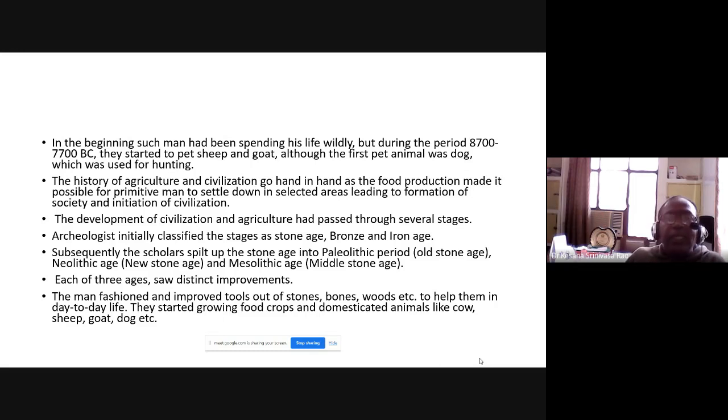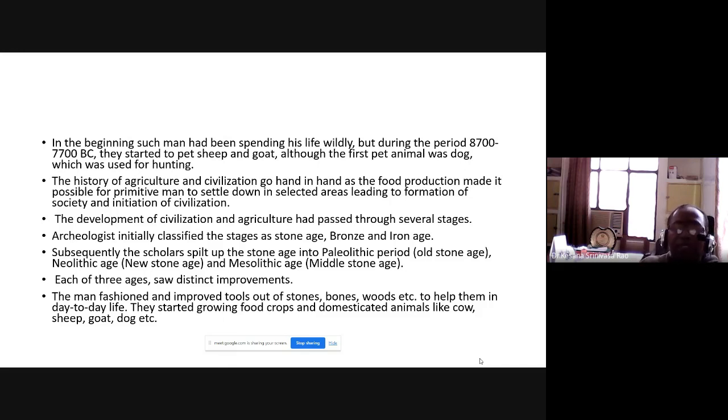Agriculture and civilization go hand in hand, as food production made it possible for primitive man to settle down in selected areas, leading to the formation of society and the initiation of civilization. I want to explain that agriculture development started since that time onwards, and from then it has passed through several stages.